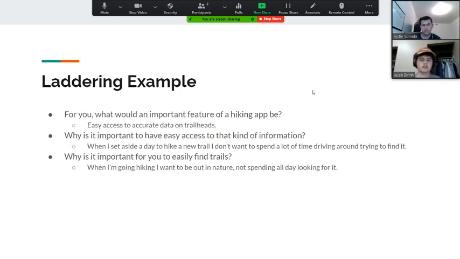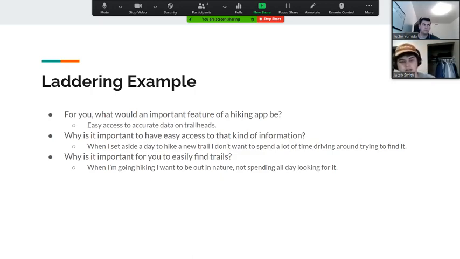And right here's an example of an interview I conducted when investigating what would be important in developing a hiking app. This first question was, what would be an important feature of a hiking app? And the person responded that they want to have accurate data on trailheads, like the location and the length. And then the next question was, why is it important for them to have that access? It's so they're not spending so much time figuring out where a trail is. They're spending time on that trail, and we can see why it's important to them.